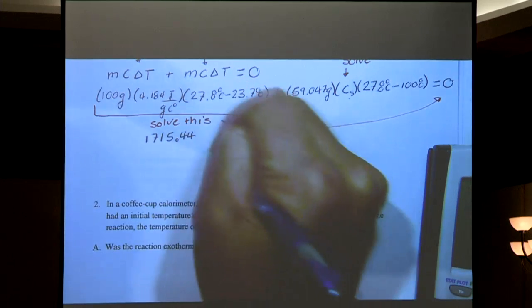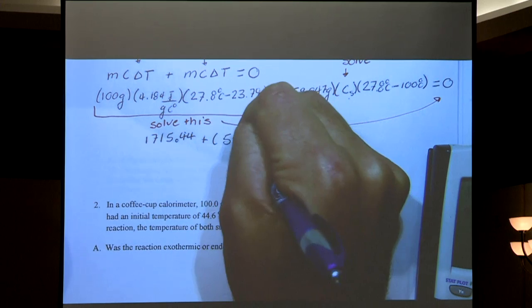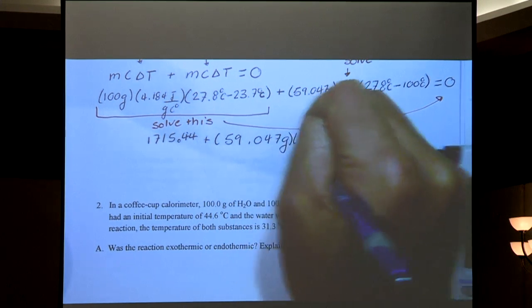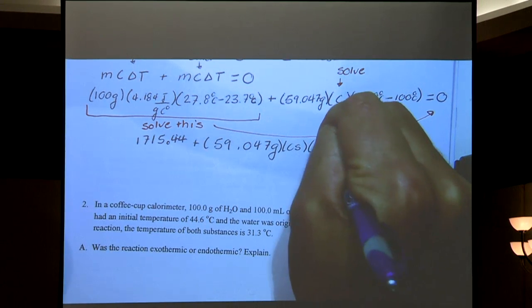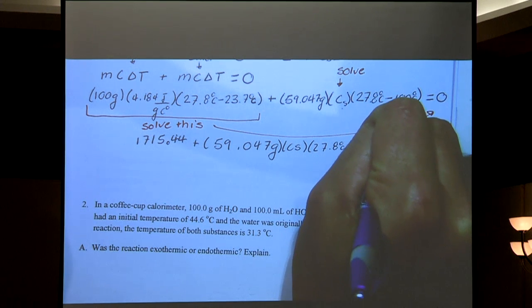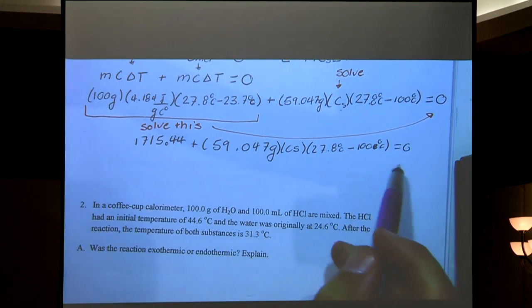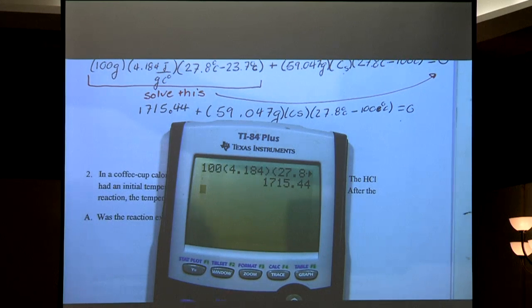1715.44 plus 59.047 grams times CS, times (27.8 degrees Celsius minus 100 degrees Celsius) equals 0. So I'm going to bring this to the other side as a negative and then divide everything out. So times minus 1, I get a negative 1715.